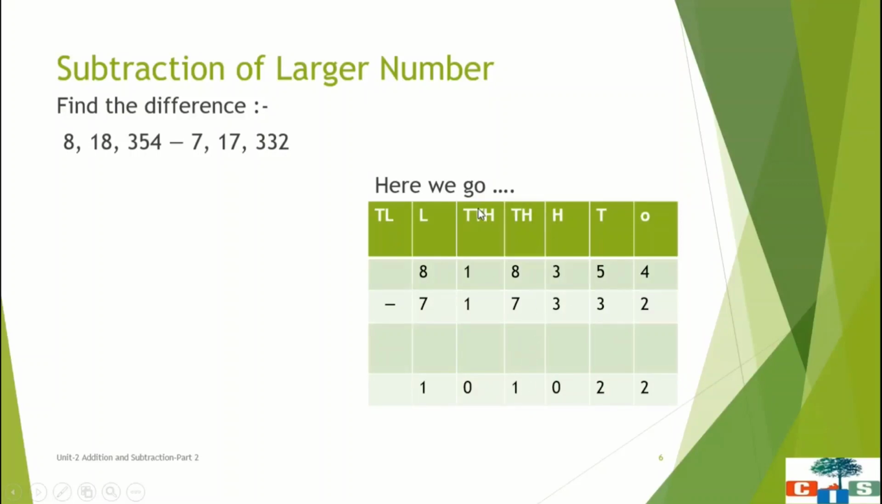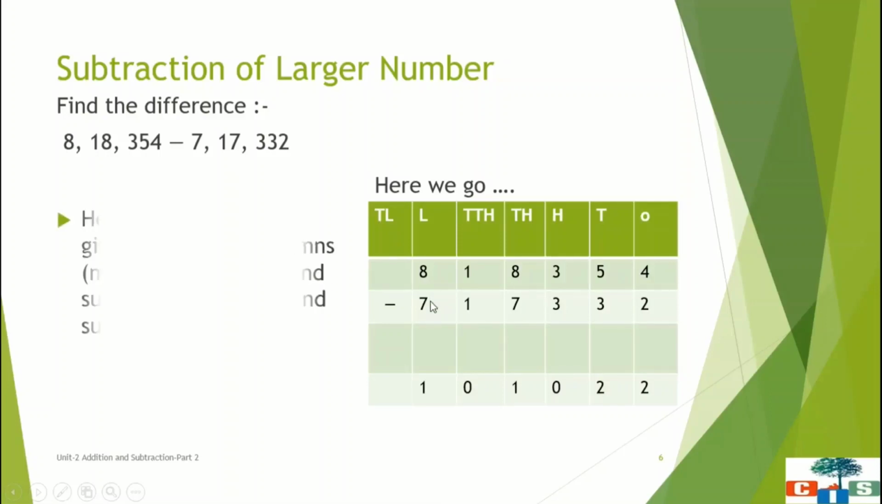Now we'll see the digits in 10,000 place. Again we observe that minuend and subtrahend are same. So what will be the difference? The difference will be 0. So 1 minus 1 is 0. Now we'll go to the next place value, that is at lakhs. The digits at lakhs place are 8 and 7, so 8 minus 7 is 1.